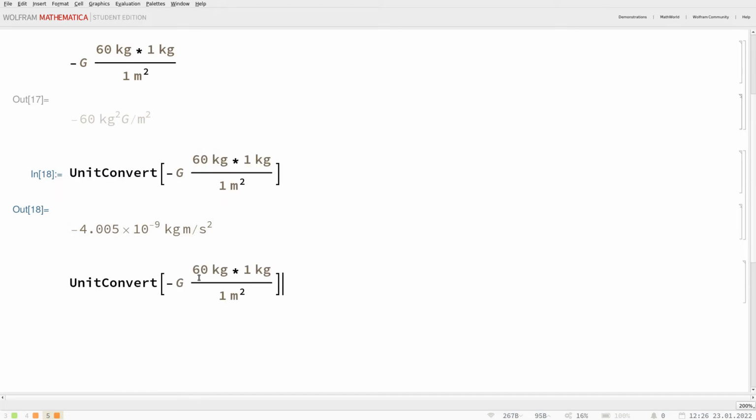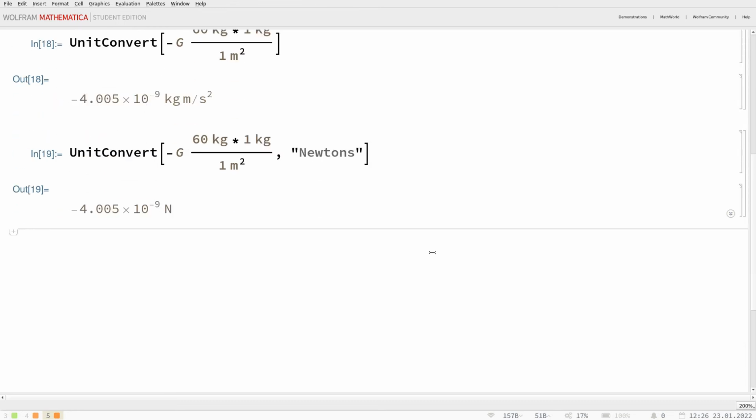And this specific thing is converting into a different unit. And force is usually measured in newtons, so I will unit convert my expression into newtons. Okay, Shift Enter, get the result, nice.